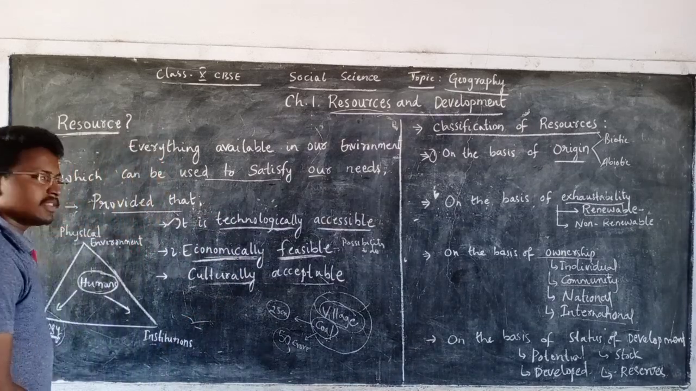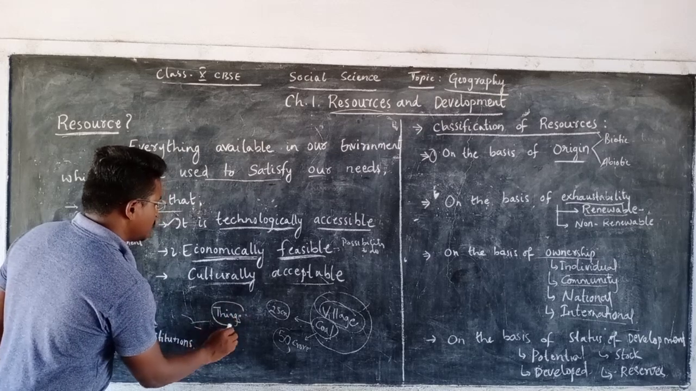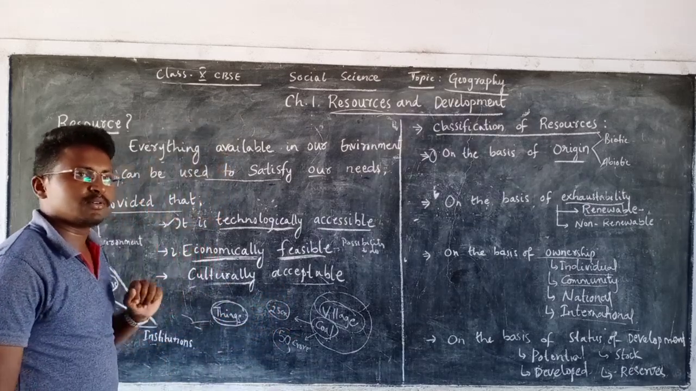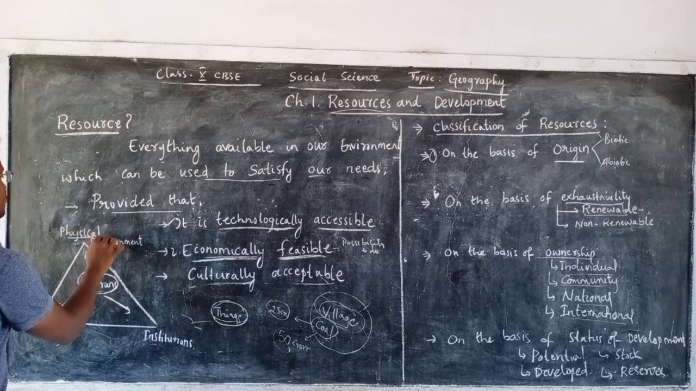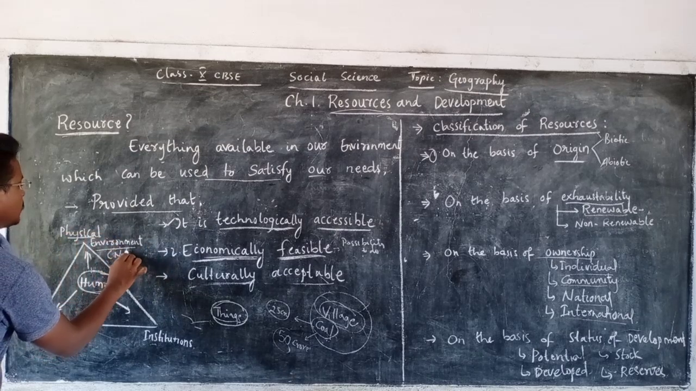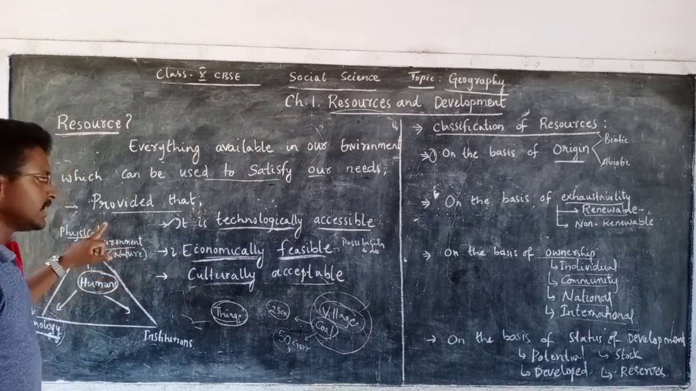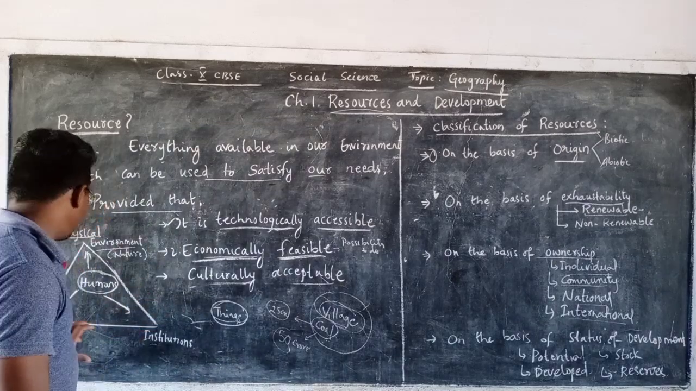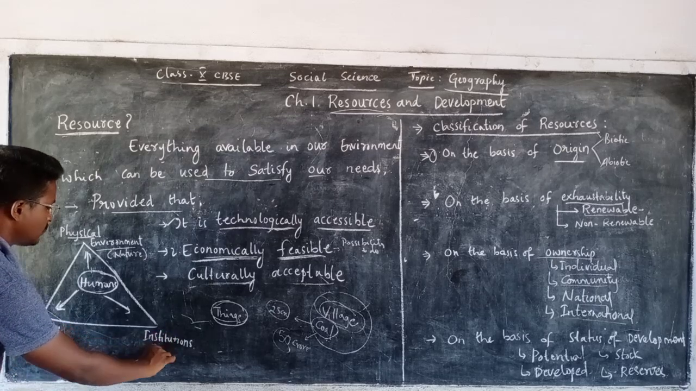Human beings try to transform whatever things are available in nature into resources. How they transform is that, first and foremost, humans interact with the physical environment, or we also call it nature. How do humans interact with nature? By using technology. After interacting with nature by using technology, they transform these into institutions.